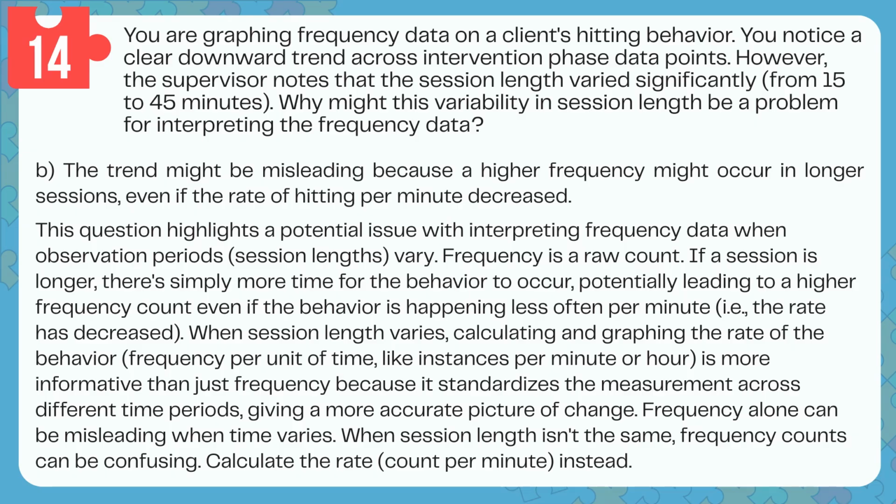When session length varies, calculating and graphing the rate of the behavior, frequency per unit of time, like instances per minute or hour, is more informative than just frequency because it standardizes the measurement across different time periods, giving a more accurate picture of change. Frequency alone can be misleading when time varies. When session length isn't the same, frequency counts can be confusing. Calculate the rate, count per minute, instead.